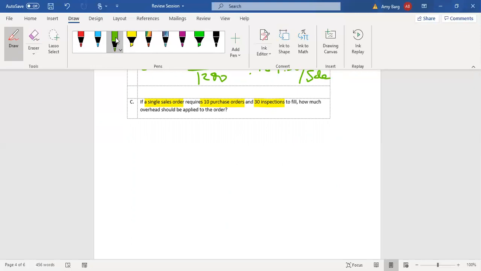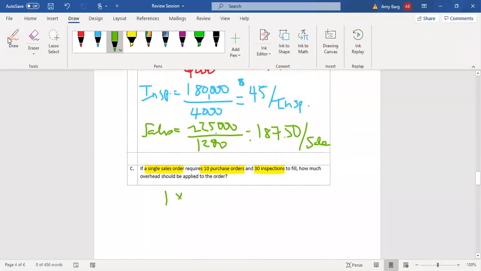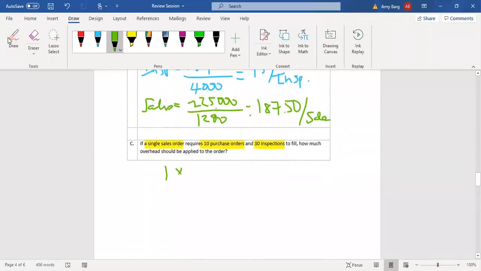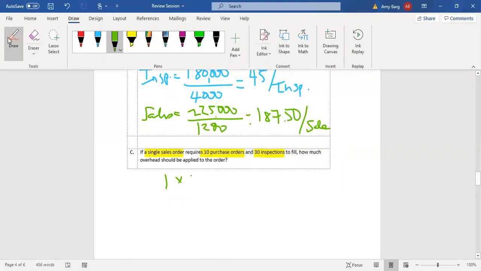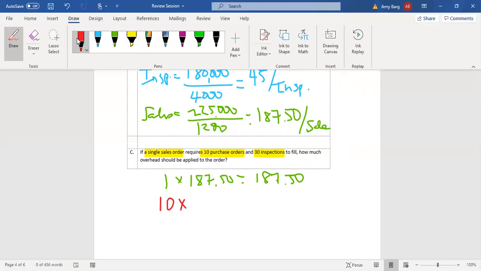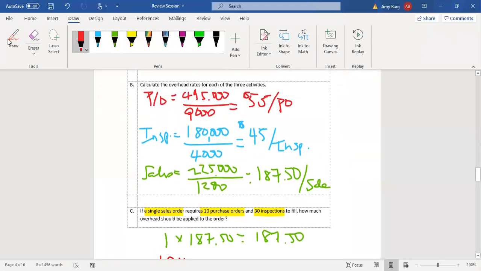We have one single sales order, and sales orders cost us $187.50. We have 10 purchase orders, and those are, we just figured out up here, 55.